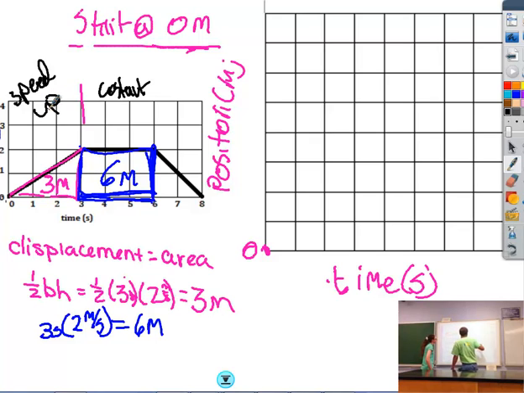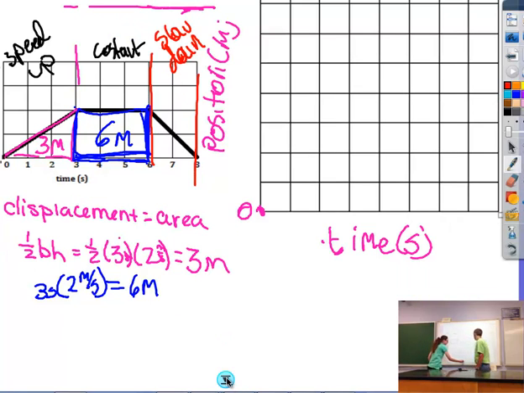Okay, and our last section, we're going to slow down, so we can fill that in. Remember, this is a negative slope. It doesn't mean we're moving the other direction, it just means we're slowing down. So we're still moving away, but we are slowing down.